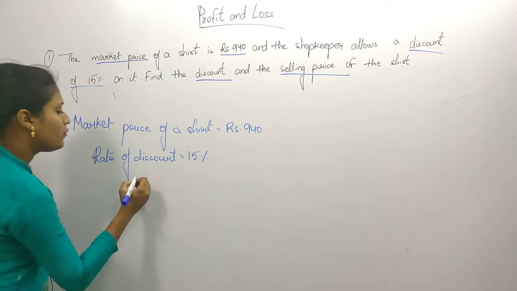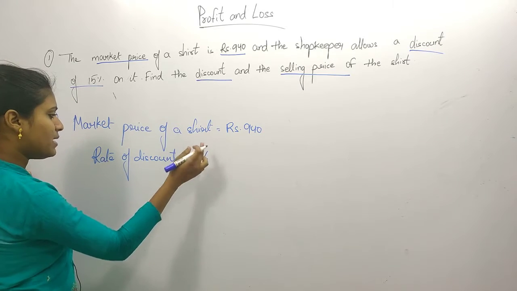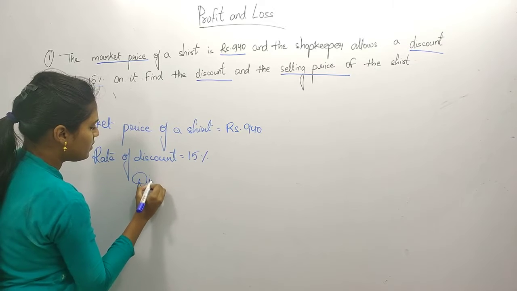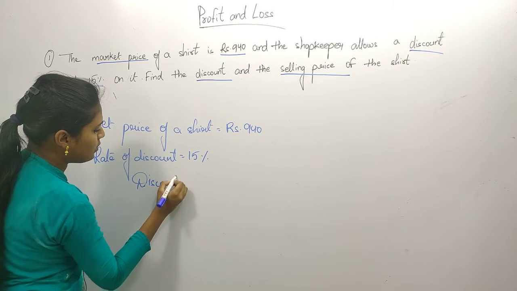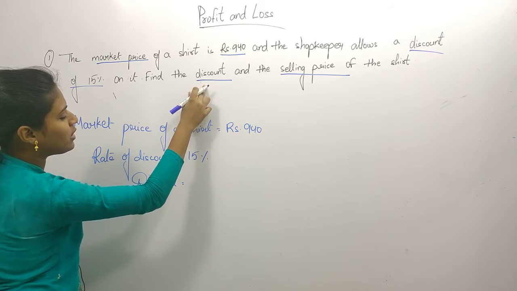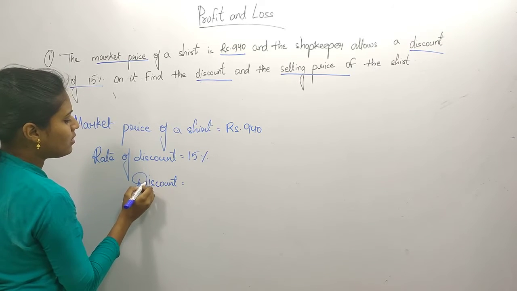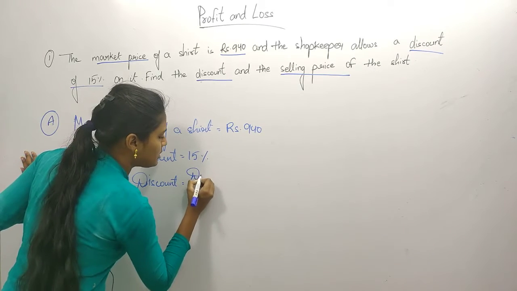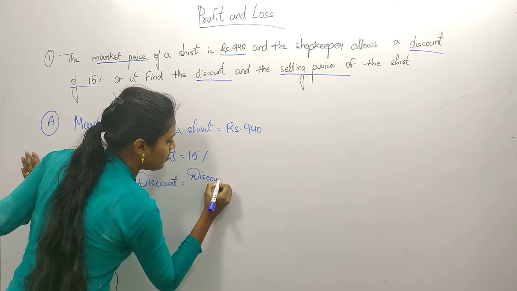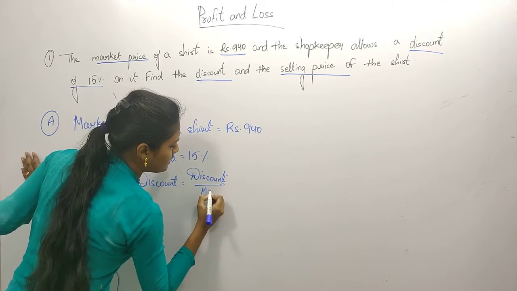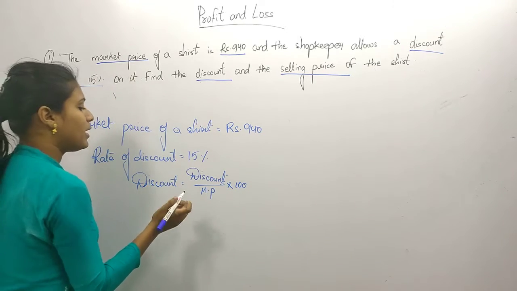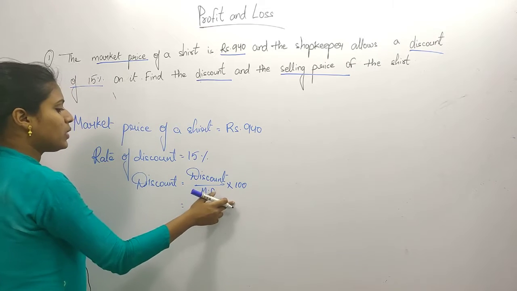Okay, then the discount formula. Market price, MP, is given, and the rate of discount is given. We have to find the discount, so what is the discount formula? We discussed it in the previous class. Discount is equal to rate of discount by 100 into market price.